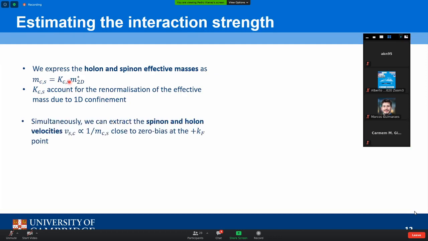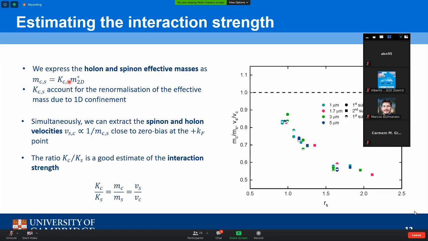We can do the same thing for velocities, and from there we can estimate the interaction strength. And that's really what we're doing here. So collecting statistics for a bunch of devices, you see that the rs, which goes back to the 1D density, can be varied from 1 to just above 2. And we can tune the interaction strength in our system from just above 0.5 to just below the non-interacting limit. So essentially, we have a tunable 1D system which we can play with.